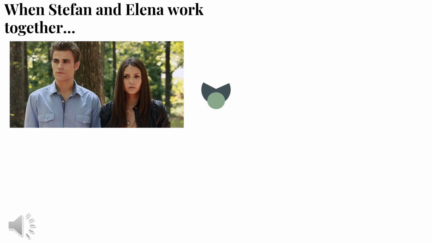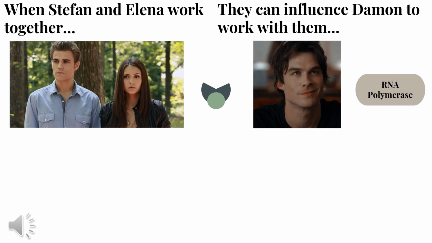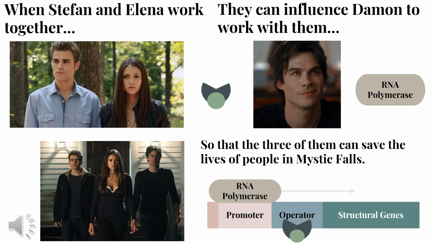Damon is a vampire who lacks self-control and has a tendency of going off the rails, but when Stefan and Elena work together, they can use Damon's love for them to influence him into all three working together to save the lives of the people in Mystic Falls, hence creating our positive inducible system.